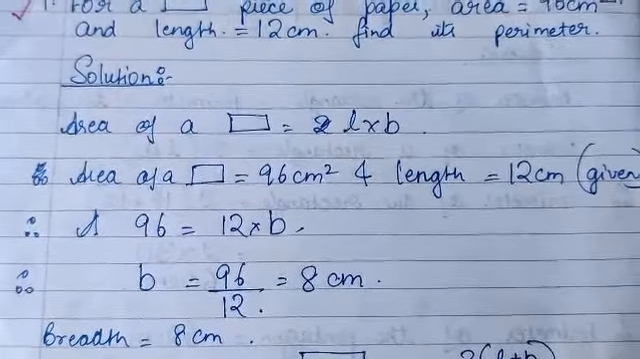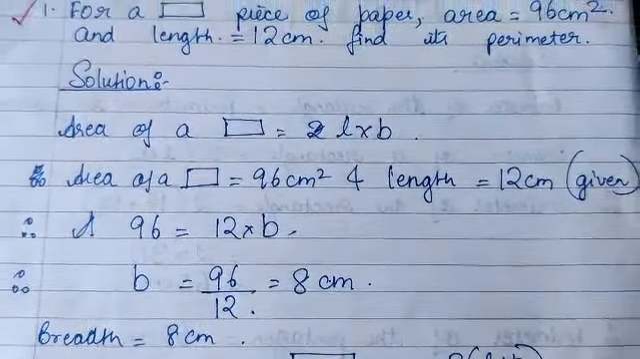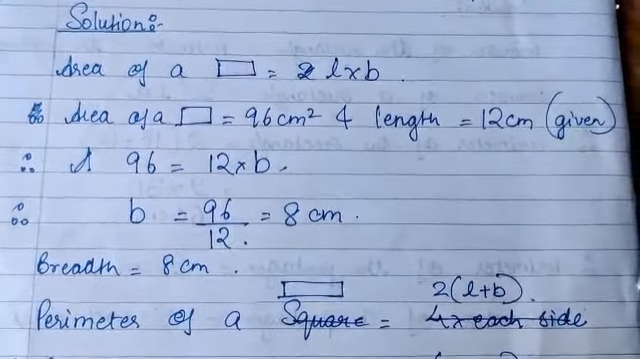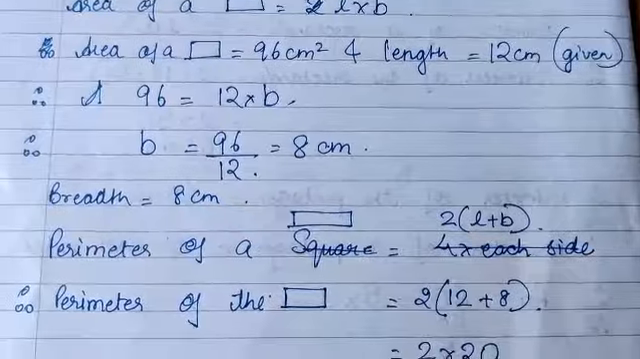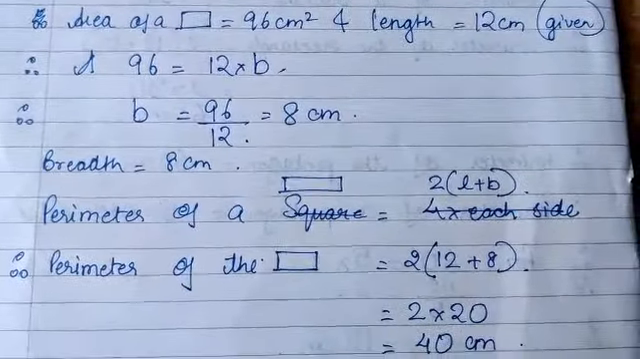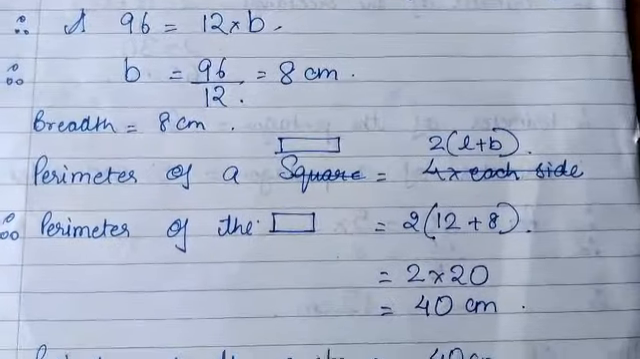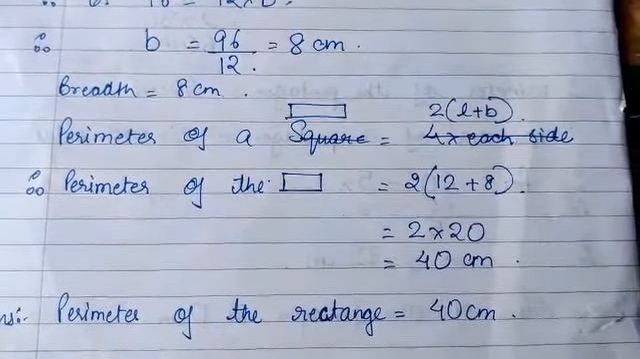Now using the values that we have got and which have already been provided in the perimeter of a rectangle formula, we get the perimeter of the rectangle, which is 2 into 12 plus 8, that comes to 40 centimeters.